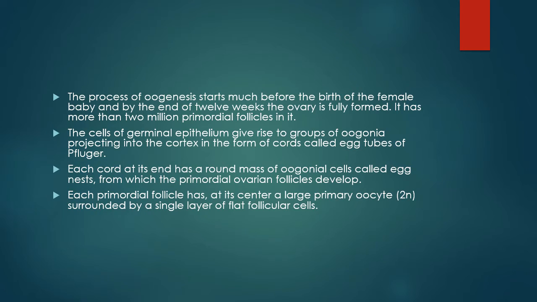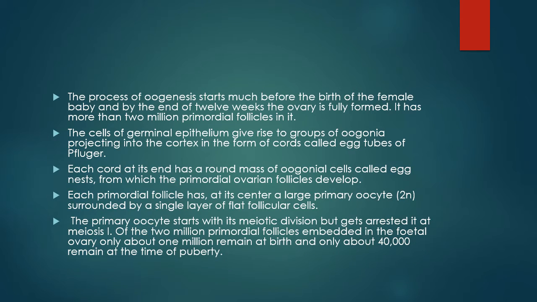ovarian follicles develop. Each primordial follicle has at its center a large primary oocyte surrounded by a single layer of flat follicular cells. The primary oocyte starts its meiotic division but gets arrested at meiosis 1. Of the 2 million primordial follicles embedded in the fetal ovary, only about 1 million remain at birth and only about 40,000 remain at the time of puberty.